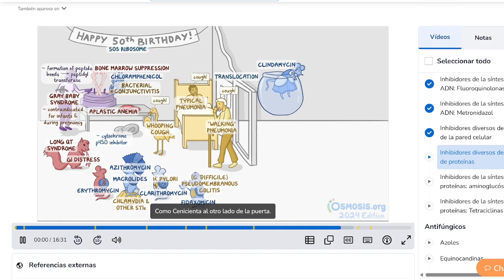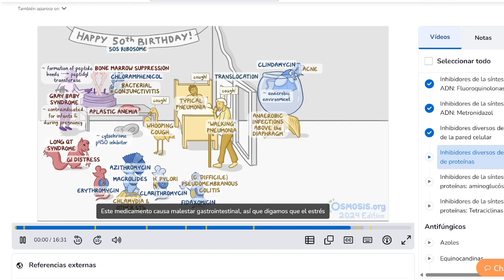So let's put a mouse dressed as Cinderella on the other side of the door. Now, instead of a pumpkin carriage, let's have her inside a fishbowl, which represents an anaerobic environment. The fishbowl is sitting on top of a diaphragm. To help you remember, clindamycin is used to treat anaerobic infections above the diaphragm. The Cinderella mouse is worried about her acne, which is another indication for this medication.